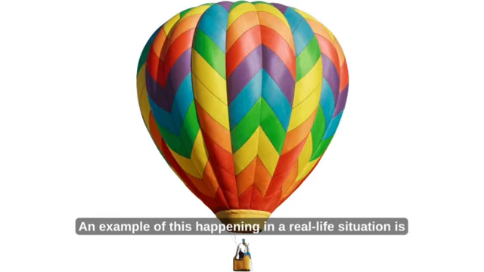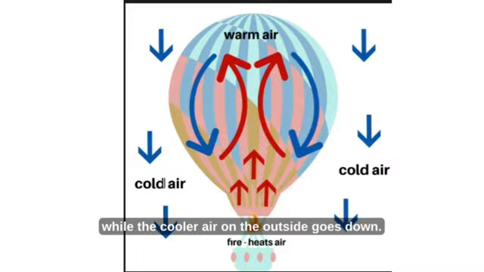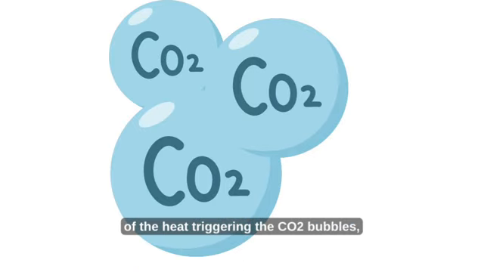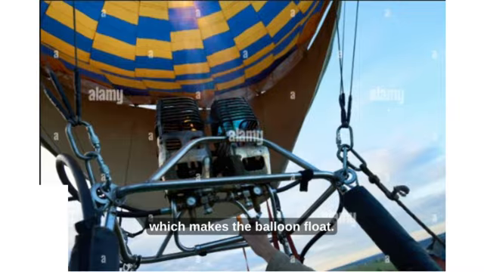An example of this happening in a real life situation is a hot air balloon. The hot air pushes up onto the balloon. The heat causes the less dense air to go to the top while the cooler air on the outside goes down. This is like the baking powder because instead of the heat triggering the CO2 bubbles, the heat causes the hot air to push onto the envelope, which makes the balloon float.